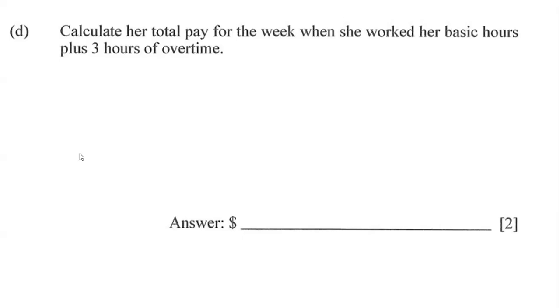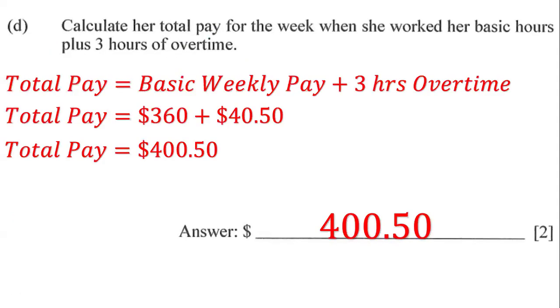Very good. So to get the answer for this one, we have to do what? Total pay is gonna be a what? Basic weekly pay plus the what? 3 hours overtime. Okay. Which is gonna be what? 360 plus what? $40.50. And I got $400.50. What y'all got when y'all add them?